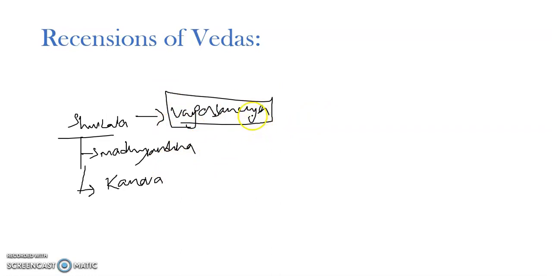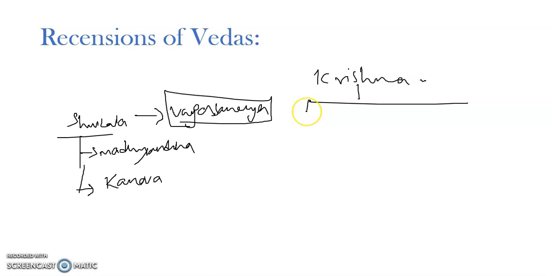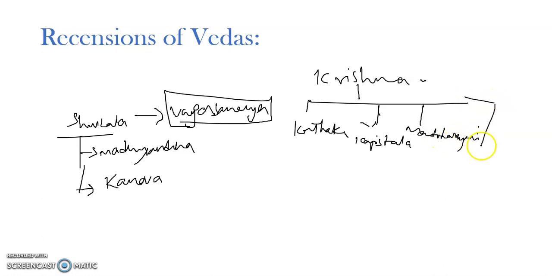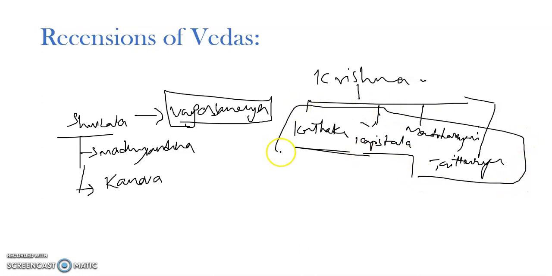Now the Krishna school is again divided into Kathaka, Kapishthala, Maitrayani, Taittiriya. I just wanted you to know about the idea. You can read the spellings and text in the book, as I mentioned the books earlier.